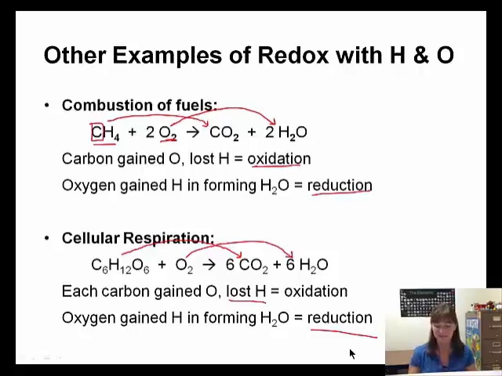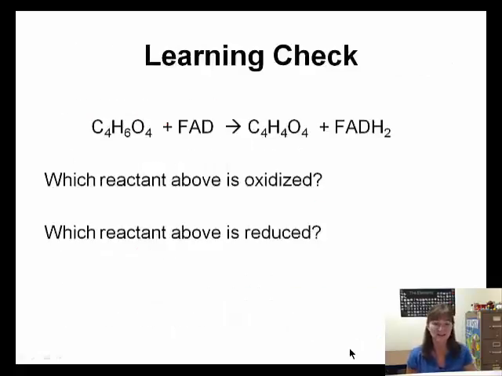So here's a learning check for you to give it a try. Go ahead and pause the video and see if you can come back and get it right. It wants to know which reactant above was oxidized and which one was reduced.